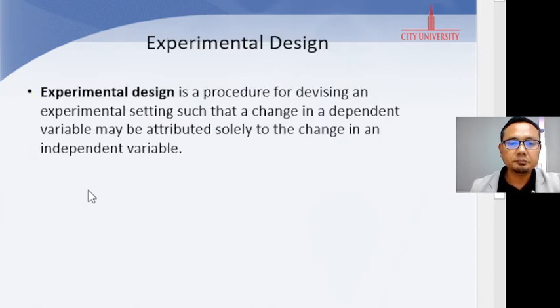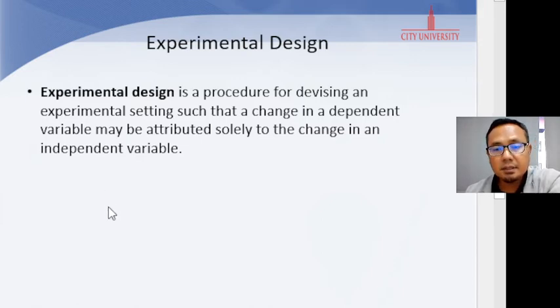Okay, experimental design is a procedure for devising an experimental setting such that a change in a dependent variable may be attributed solely to the change in an independent variable.